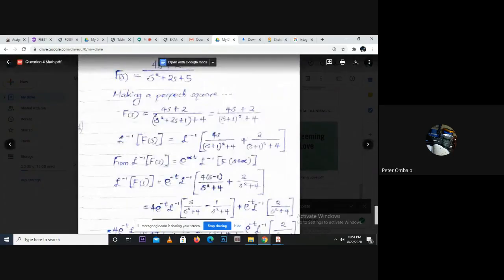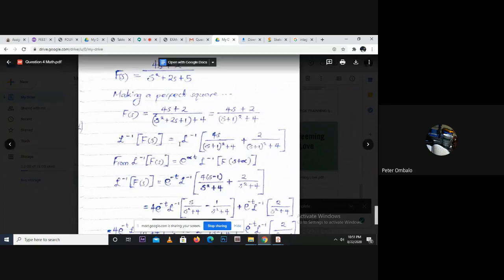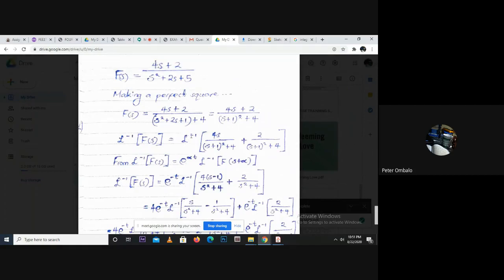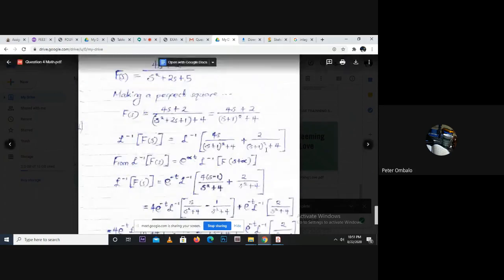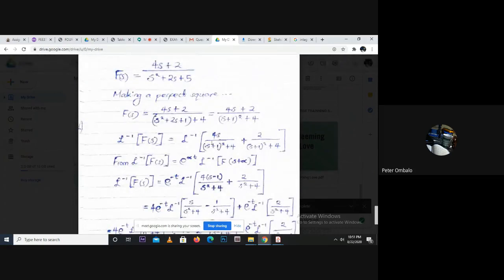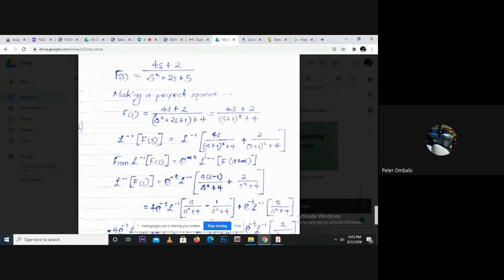Now if we take the Laplace inverse of the left-hand side, we want to have the Laplace inverse of the right-hand side as well. But looking at what we already have, even if we separate the fractions into two parts, we still can't find this from the table of Laplace transforms. So we need to break it down even further.